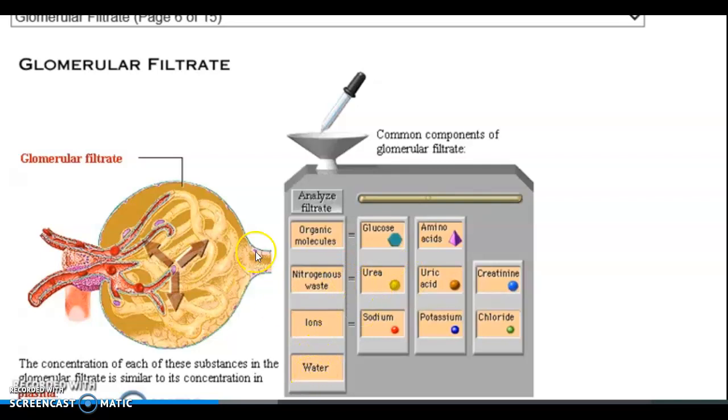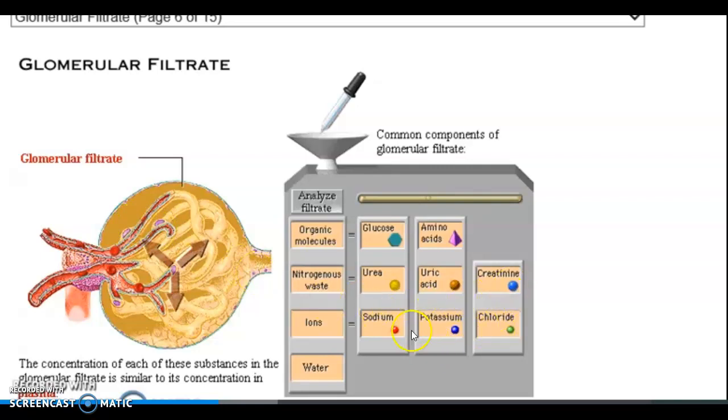Well, obviously, since it's from blood and blood is mostly water, water is going to be a major part of it. And of course, filtrate and urine are both primarily water also. And we have to adjust how much water, but we'll talk about that later. Well, what else is in the blood? What's able to go through the filtration membrane?